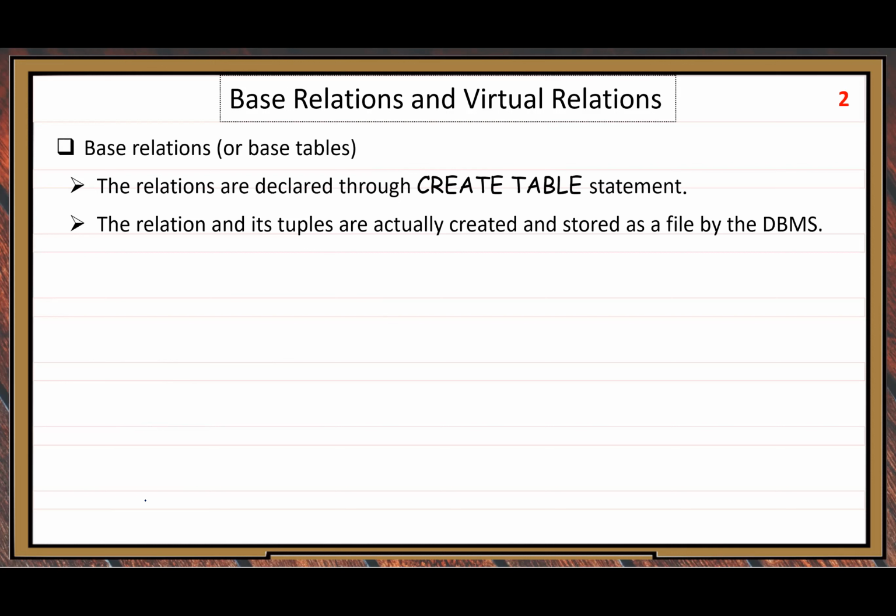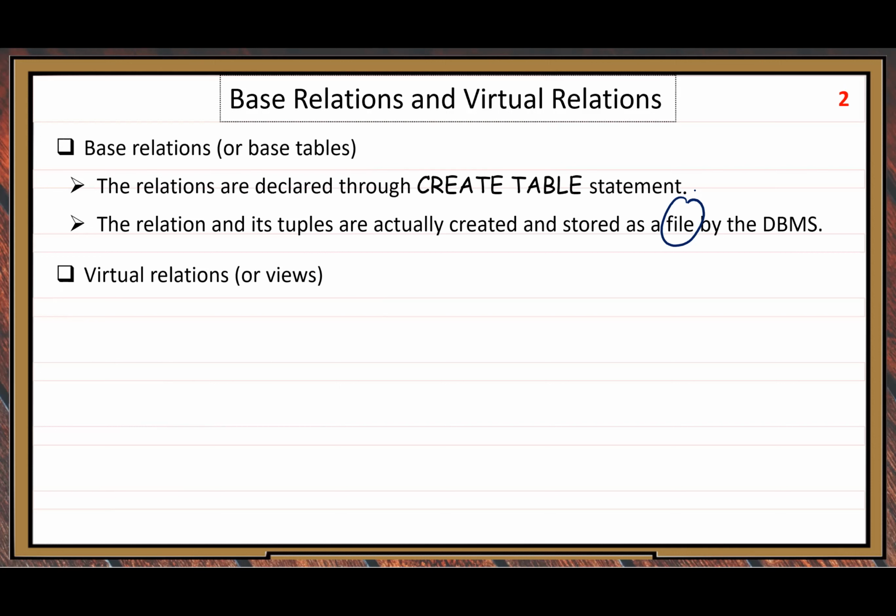In our next topic, we will look at the ordering property discussion more. So the relation and its tuples are actually created and stored as a file. I mentioned before, for each table, there is a physical file on the hard disk created corresponding to that physical table, as a file by the DBMS.